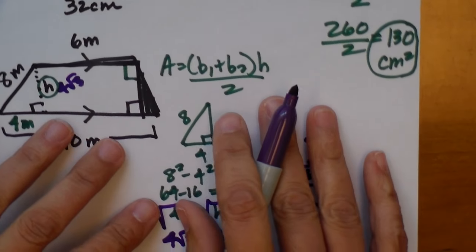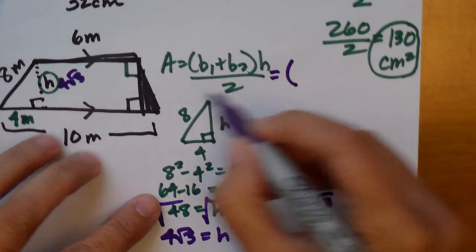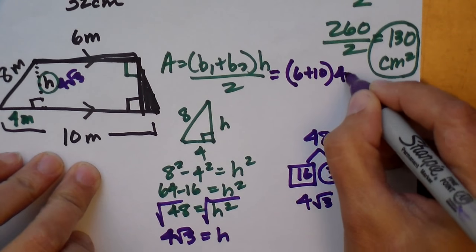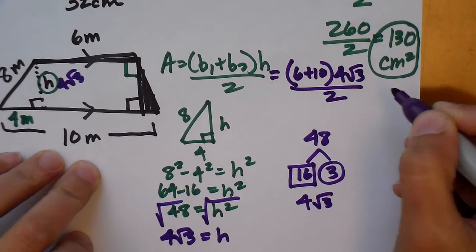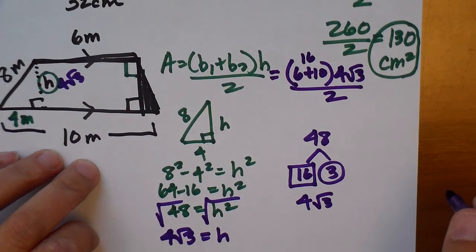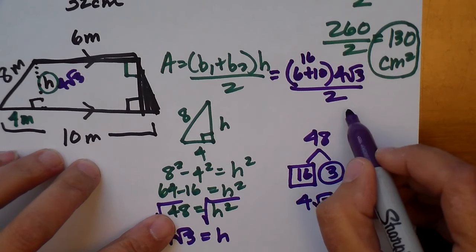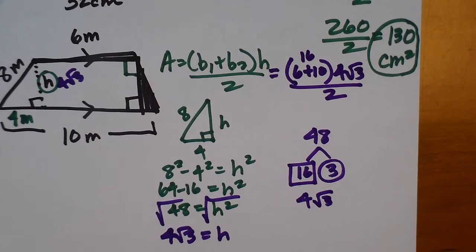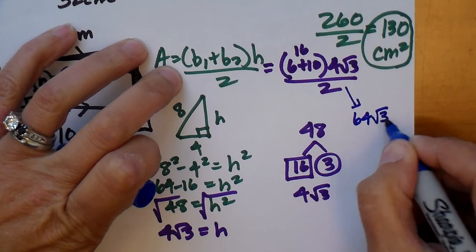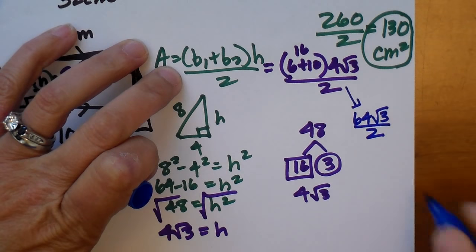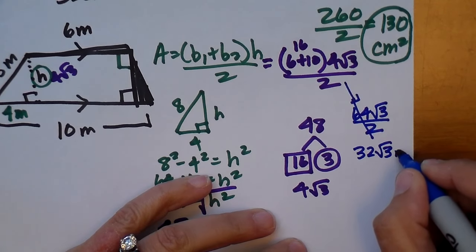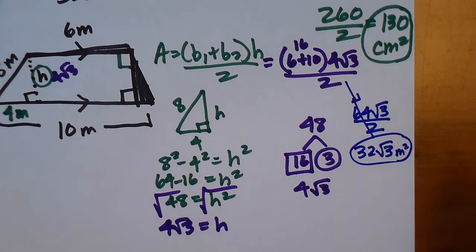So now I can plug in. So I have area equals base 1, which is 6, plus base 2, which is 10, times height, which is 4 square roots of 3, over 2. So I have 16 times 4, which is 64. So I'm going to end up with 64 square roots of 3 divided by 2. And then what can I do here? Reduce. So 32 square roots of 3 meters squared. That's the area of my trapezoid.